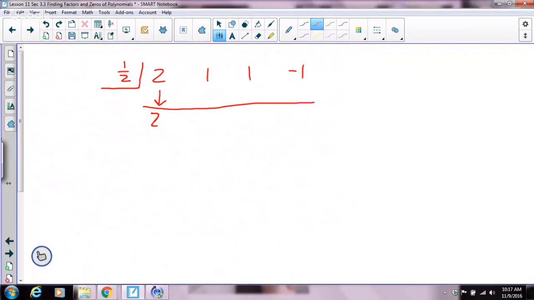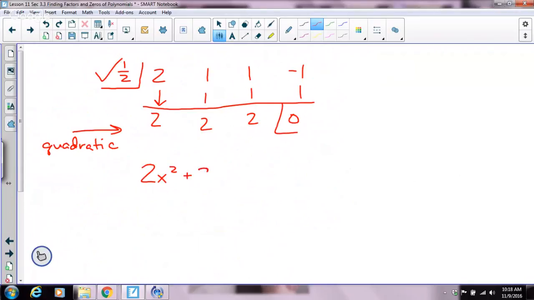2 times 1/2. What's half of 2? 1. You realize when you're multiplying, that's all you're doing. 1 plus 1 is 2. Half of 2 is 1. 1 plus 1 is 2. Half of 2 is 1. Look at that. And now it is a quadratic. And we found another positive 0, right? Yeah. So now that it's a quadratic, I'll write it 2x squared plus 2x plus 2.